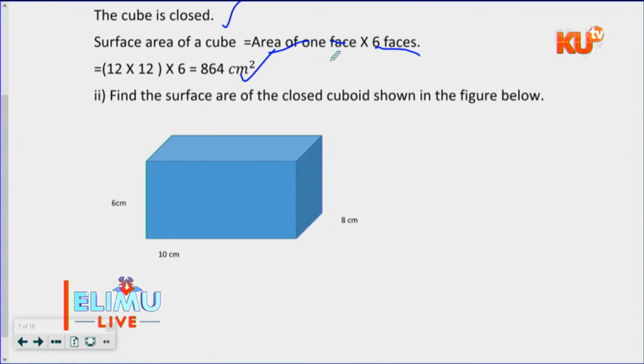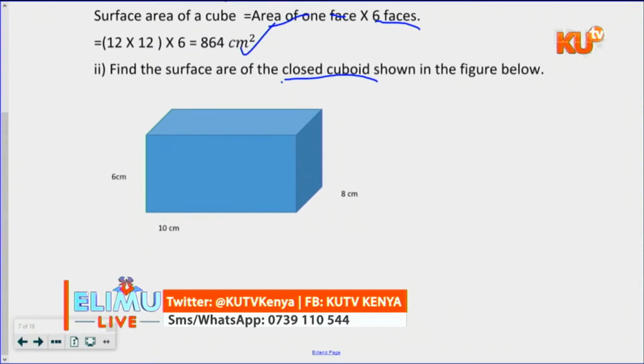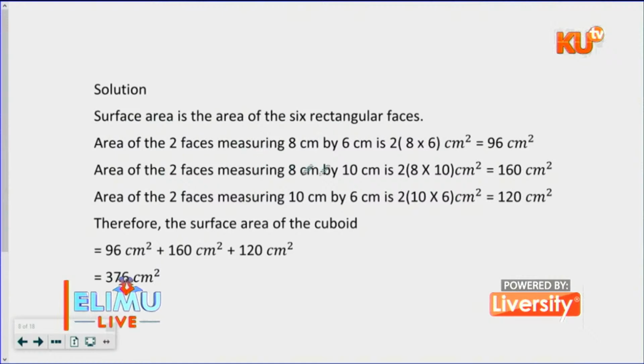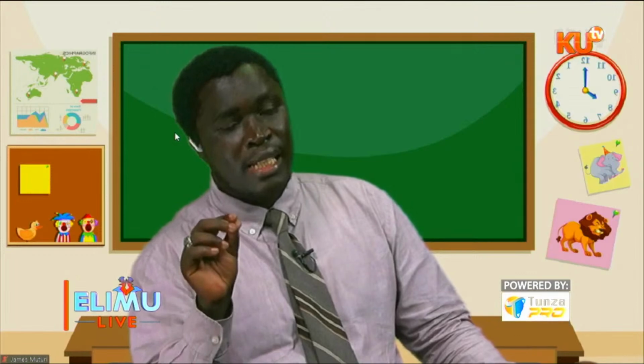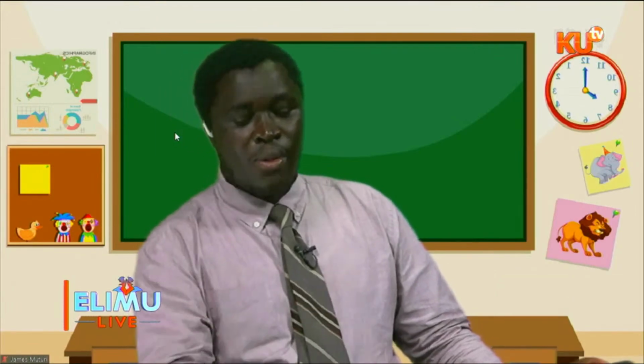Find the surface area of a closed cuboid. Underline the keywords: closed cuboid, shown in the figure below. The cuboid is closed. What is its surface area? The first thing that should run into your mind is: what is the formula for a closed cuboid? We get the surface area of the 6 rectangles. Remember, a cuboid is made up of 6 faces, all rectangular in shape. So we get the area of all the 6 rectangles according to the formulas we have.